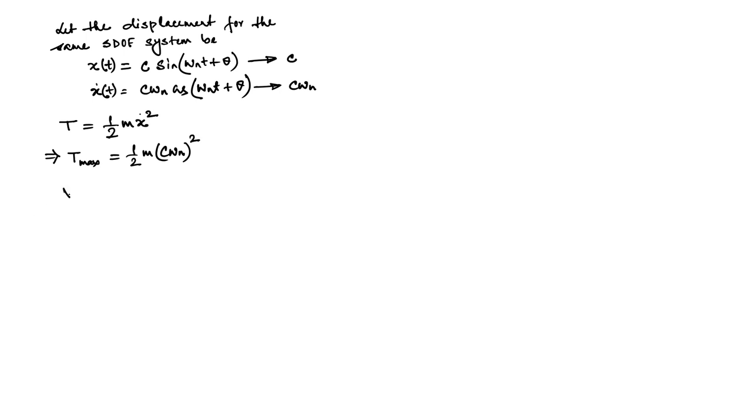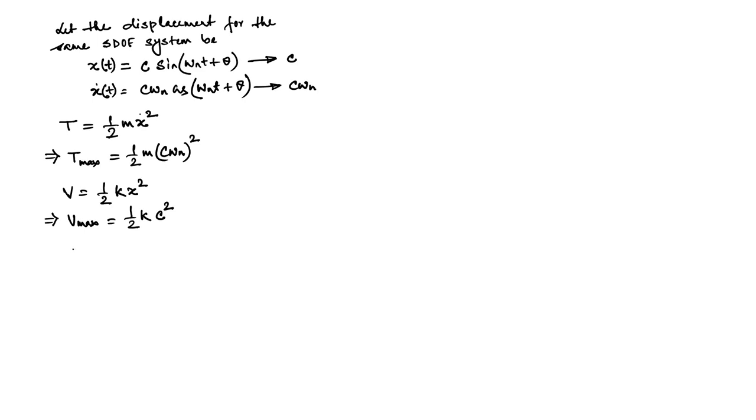Also, the potential energy is half k x square. Similarly, if we find the maximum value of potential energy, this will be half k, and the maximum value of x is c, so this will be half k c square. Now, if we have a system where there is no energy dissipation, the kinetic energy is converted to potential energy and vice versa. If you recall the example of a pendulum, we allow the bob initially to have a displacement and then release it, so automatically it swings about its equilibrium position.